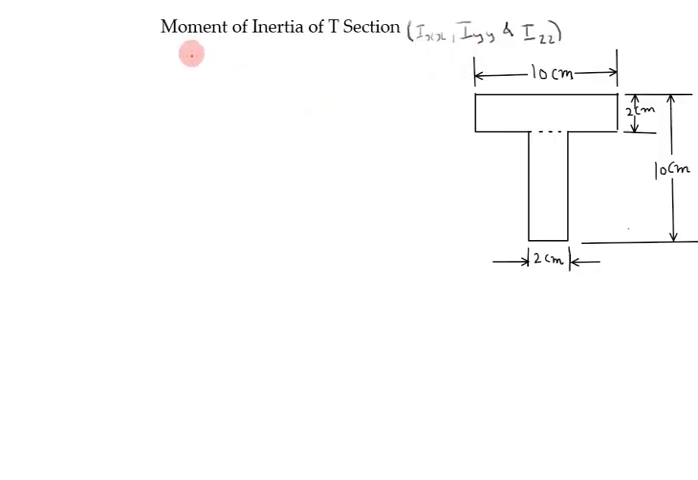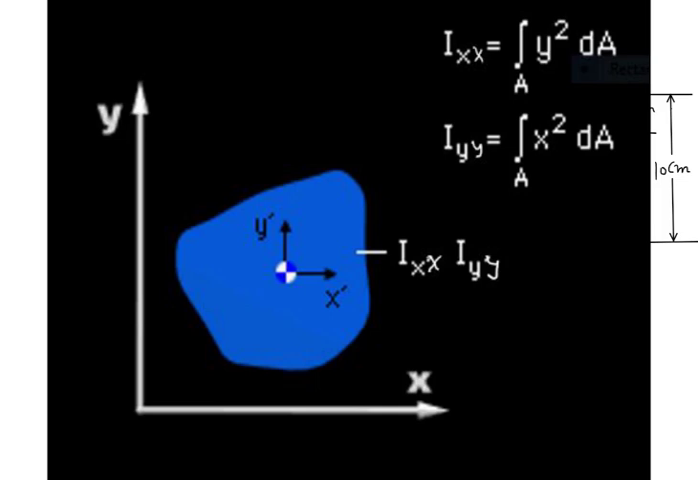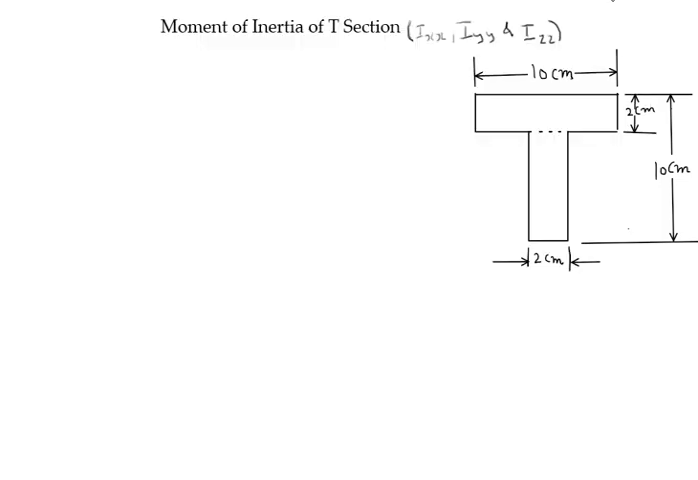Hello everyone, in this tutorial we will learn how to calculate the moment of inertia of a T section. As we know, the product of the area and the square of the distance of the centroid of the area from an axis is known as moment of inertia of the area about that axis. So moment of inertia is represented by I. Hence the moment of inertia about x-axis is represented by Ixx, about y-axis by Iyy, and about z-axis by Izz.